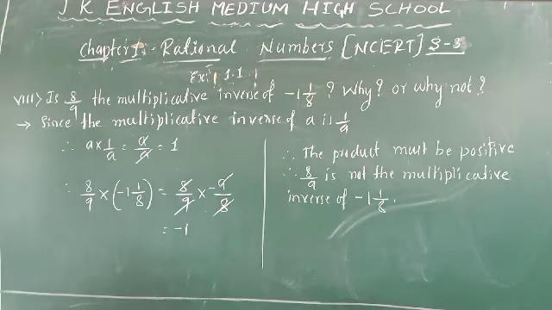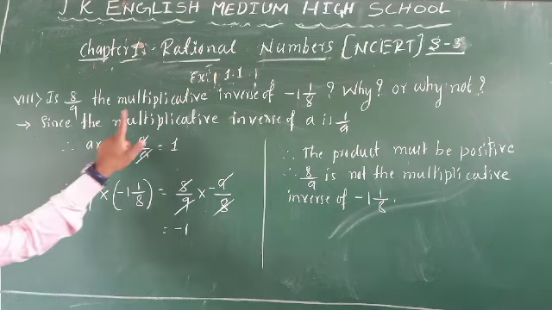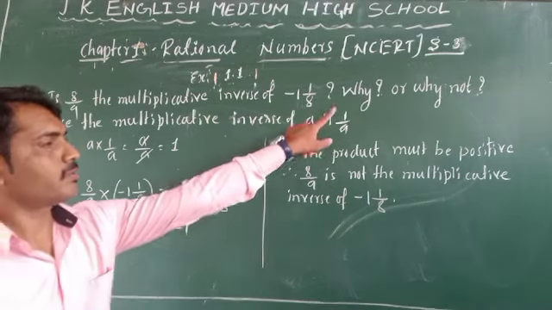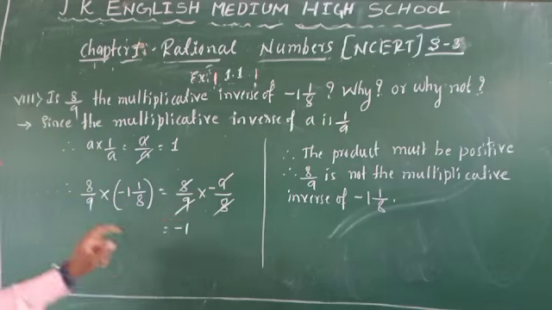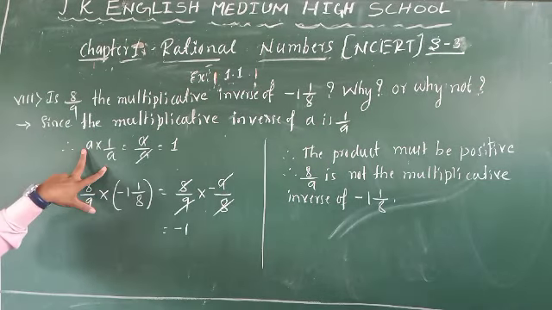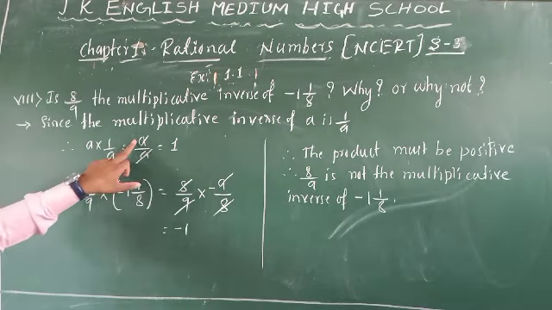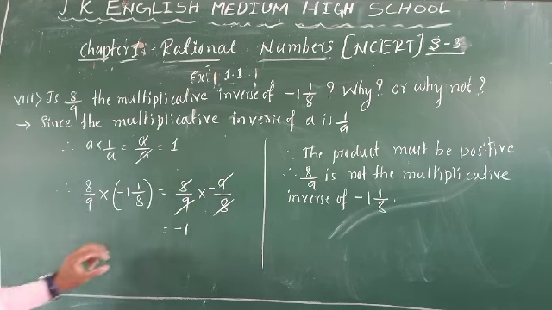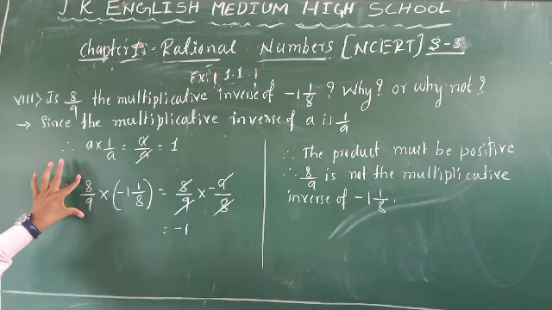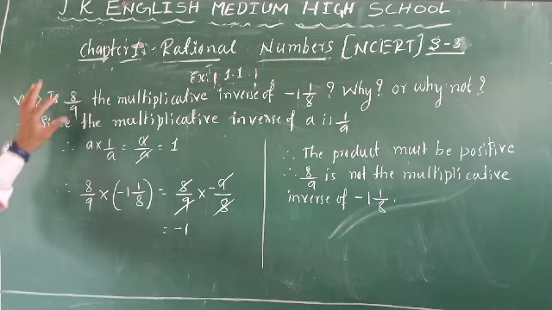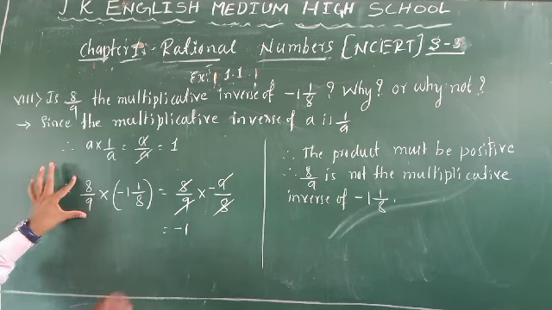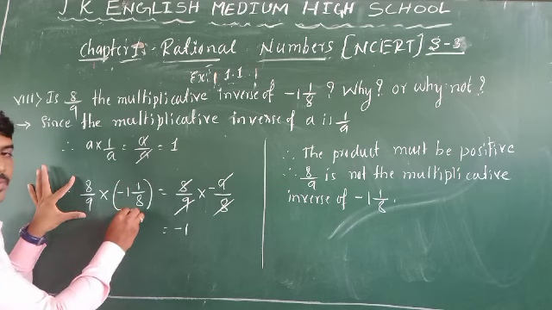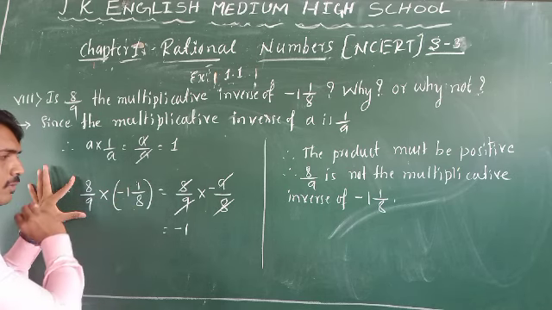So once again I will clarify. Since the multiplicative inverse of A is 1 upon A, this is the formula. Next, A into 1 upon A is what? A by A. We should get the answer as 1. Understanding? Next one: 8 by 9 is our number. What is the inverse of this number? Minus 1 integer 1 upon 8.